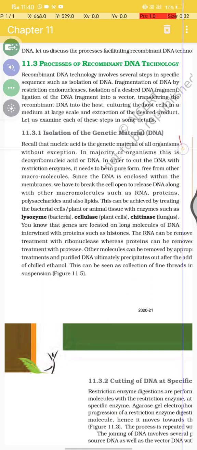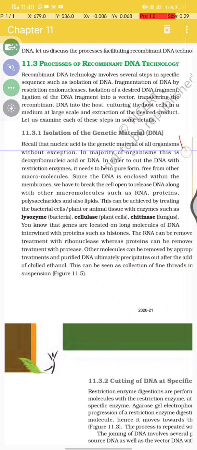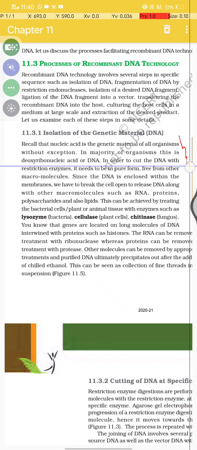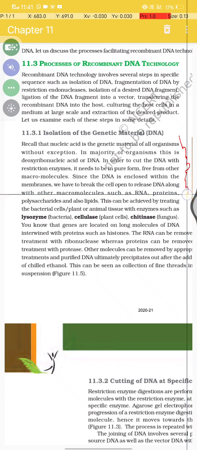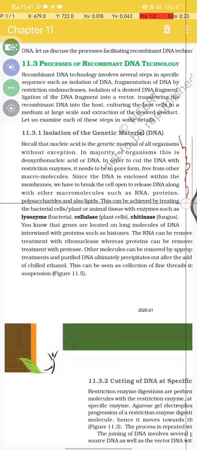Isolation of genetic material, DNA. Recall that nucleic acid is the genetic material of all organisms without exception. In the majority of organisms, this is deoxyribonucleic acid or DNA. In order to cut the DNA with restriction enzymes, it needs to be free from the other macromolecules. Since the DNA is enclosed within the membrane, we have to break the cell open to release the DNA along with the macromolecules such as RNA, proteins, polysaccharides and also lipids. This can be achieved by treating the bacterial cell, the plant cell or animal tissue with enzymes such as lysozyme in bacteria, cellulase in plant cells, and chitinase in fungi.